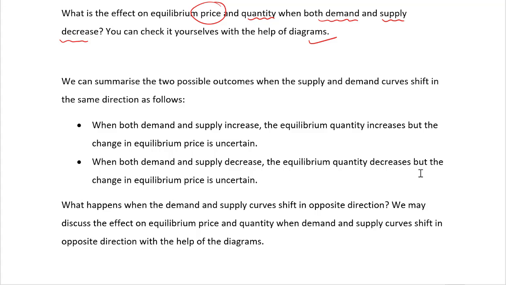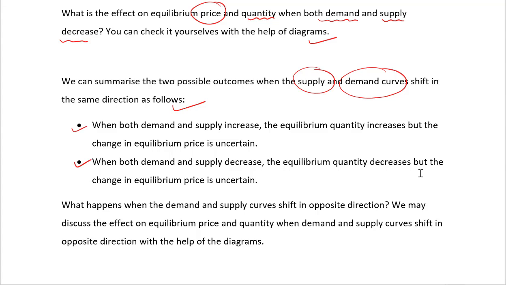We can summarize the two possible outcomes when the supply as well as demand curve shift in the same direction as follows. First, when both demand and supply increase, the equilibrium quantity increases but the equilibrium price is uncertain. Second, when demand and supply decrease, the equilibrium quantity decreases but the change in the equilibrium price is uncertain.